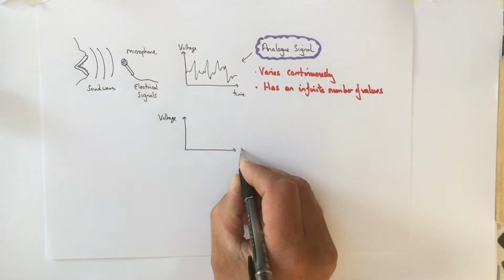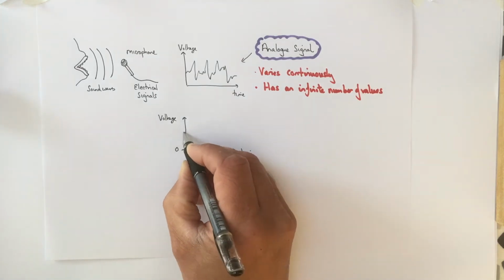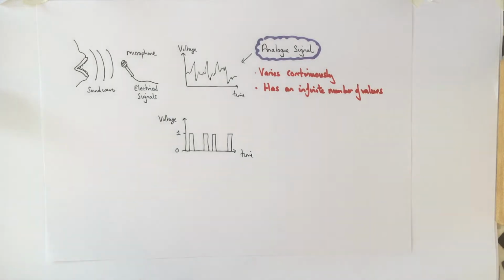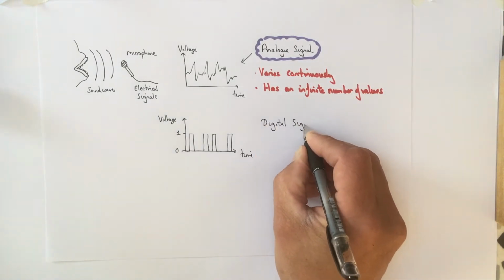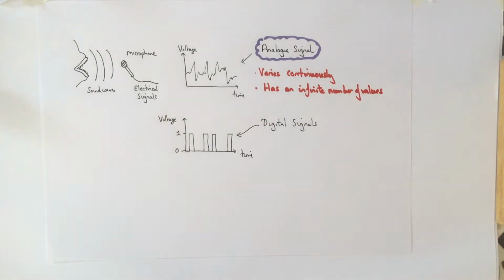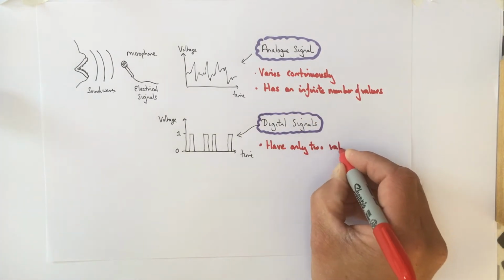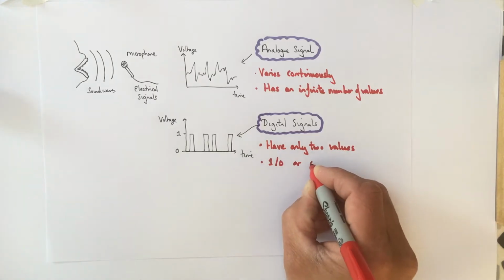Digital signals, however, can only have two values, one or zero. So this is what a digital signal looks like against time. So to recap, digital signals only have two values. That's one or zero, which we can also call on or off.